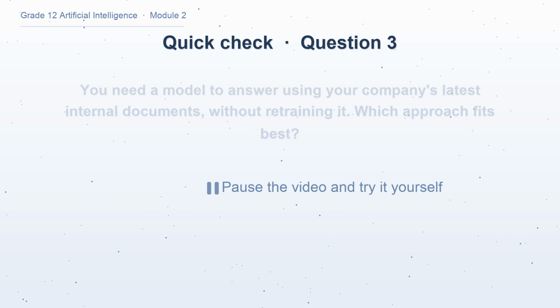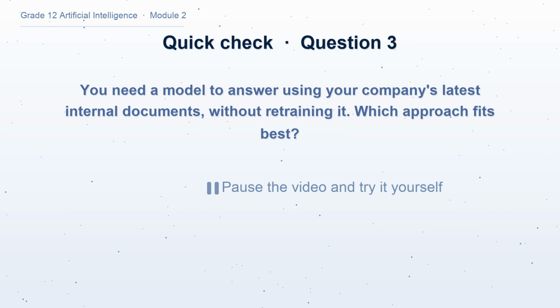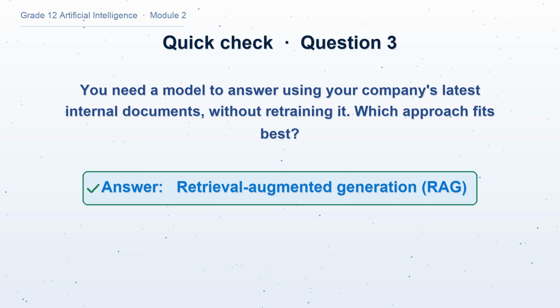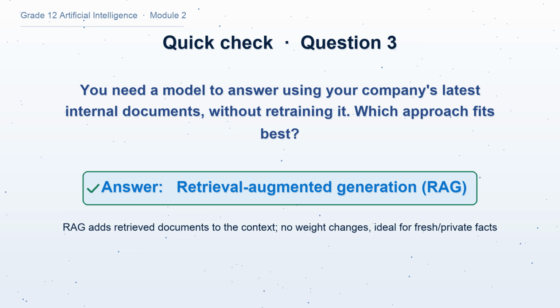You need a model to answer using your company's latest internal documents, but you cannot retrain it. Which approach fits best? Fine-tuning would change the weights and needs training, so it does not fit here. Retrieval augmented generation is the answer. You retrieve the relevant documents and place them in the model's context with no retraining at all. It is ideal for fresh or private facts.